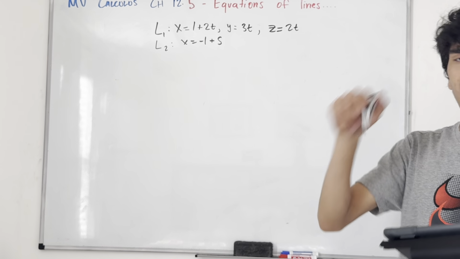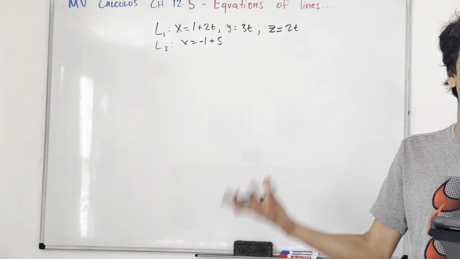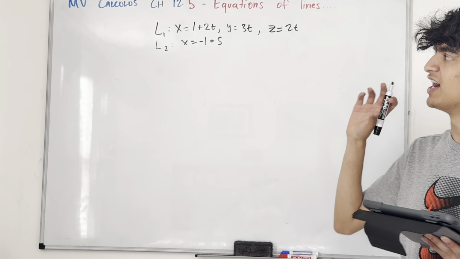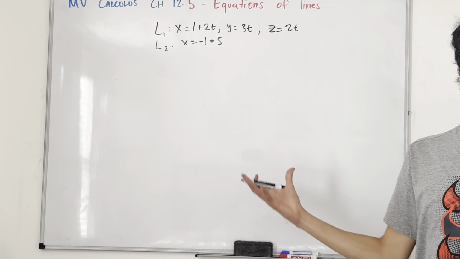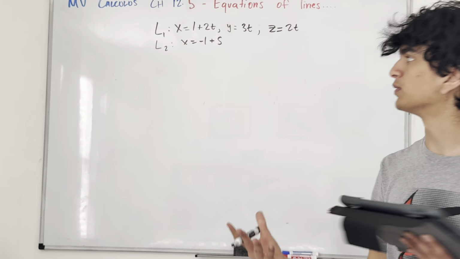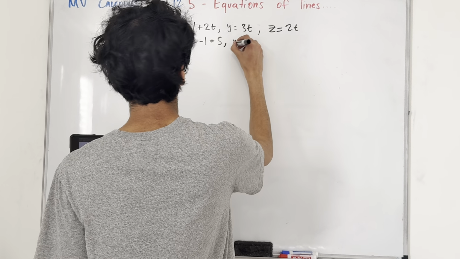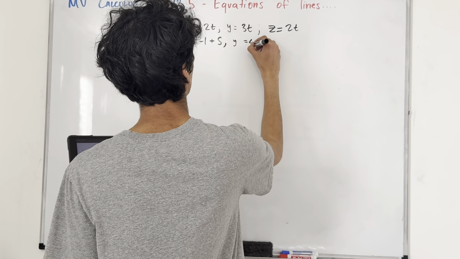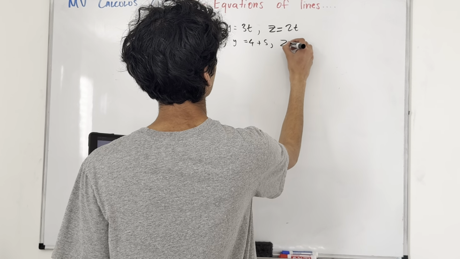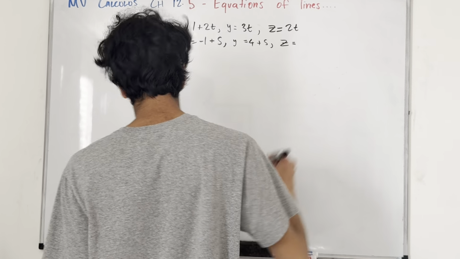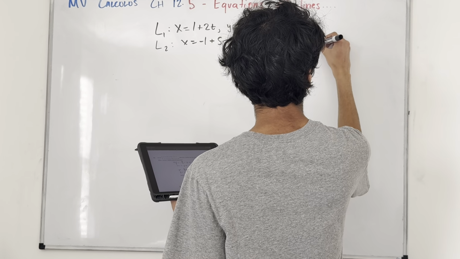So if you understand this better, leave a comment and explain it. But for now you can just think of it as another variable. So x equals -1 plus s, y equals 4 plus s, and then z is going to equal 1 plus 3s.